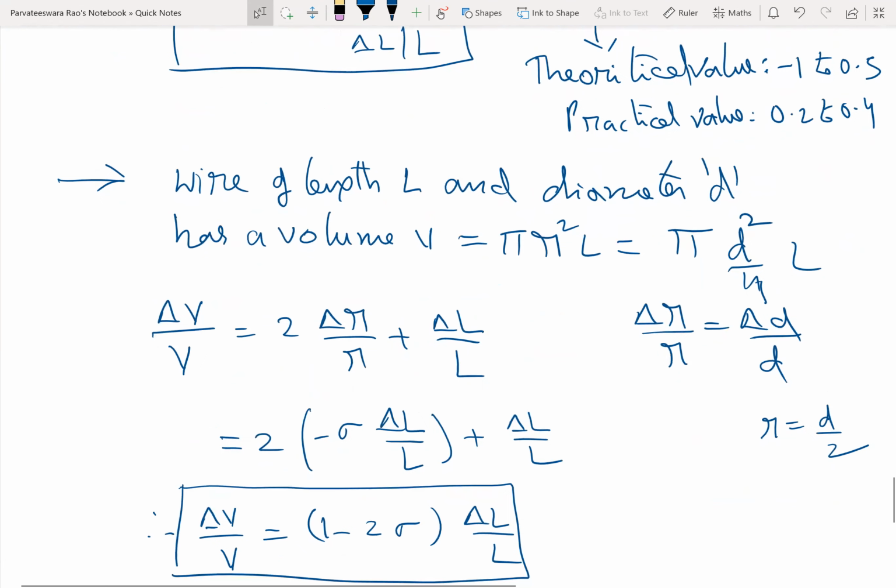Completed? Okay. So tomorrow we'll do a few more things related to elasticity, including strain energy and the relation between the three moduli. It's not in the syllabus, but we'll be doing it as a precautionary measure.